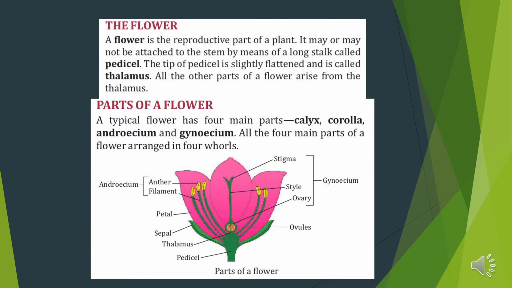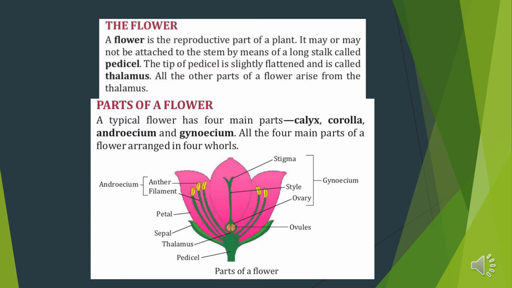Dear students, in the first chapter, we have already discussed the parts of a plant like roots, leaves, buds, fruits. Now in this chapter, we will study about the flower. Flower is the most beautiful and attractive part of a plant. And it is the main part also because it takes part in reproduction.